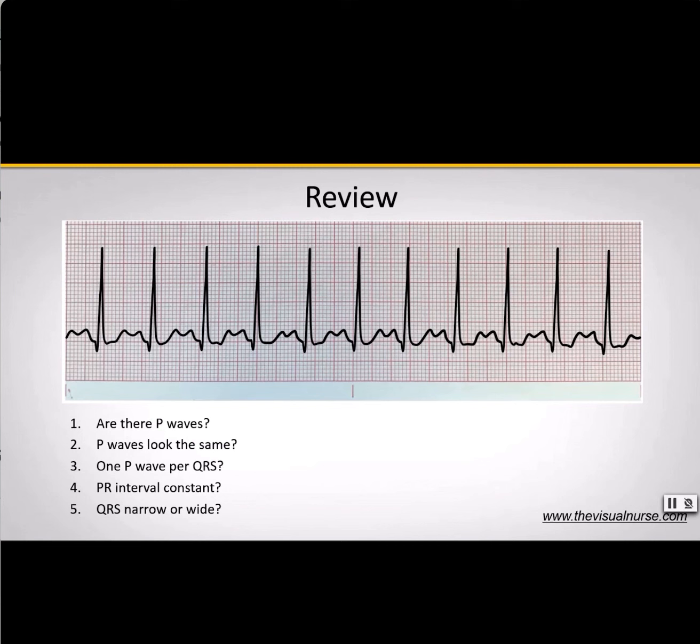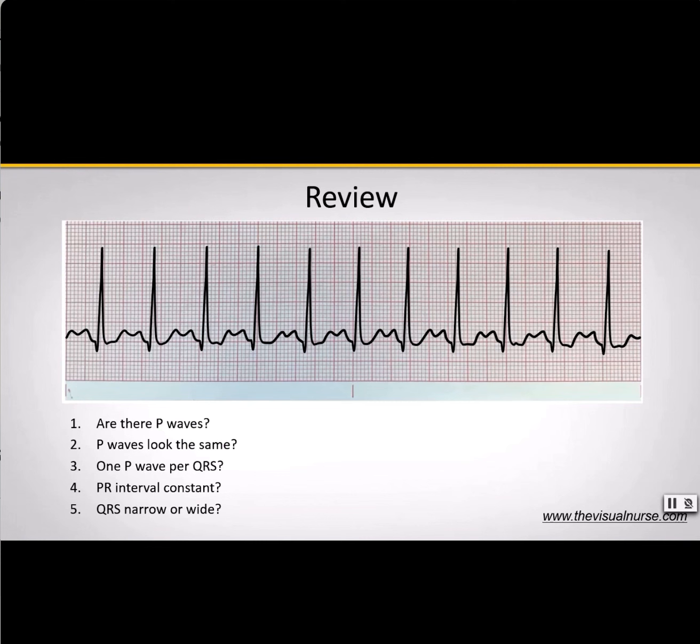So we have an atrial rate of what? How many P waves are there? 1, 2, 3, 4, 5, 6, 7, 8, 9, 10, 11. 11 times 10 gives us an atrial rate of 110. QRS complexes: we have 1, 2, 3, 4, 5, 6, 7, 8, 9, 10, 11. 11 times 10 is a ventricular rate of 110 as well. So we have a heart rate of 110.